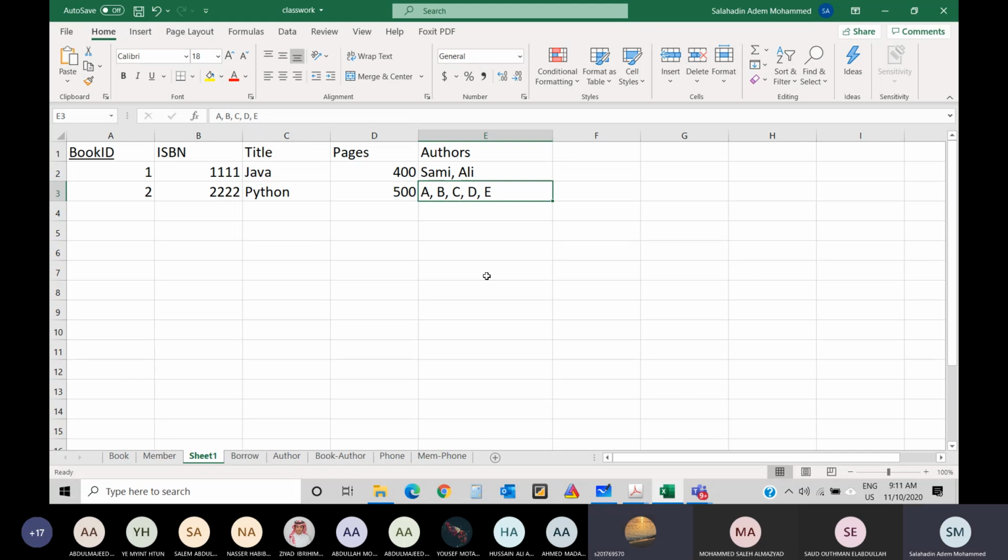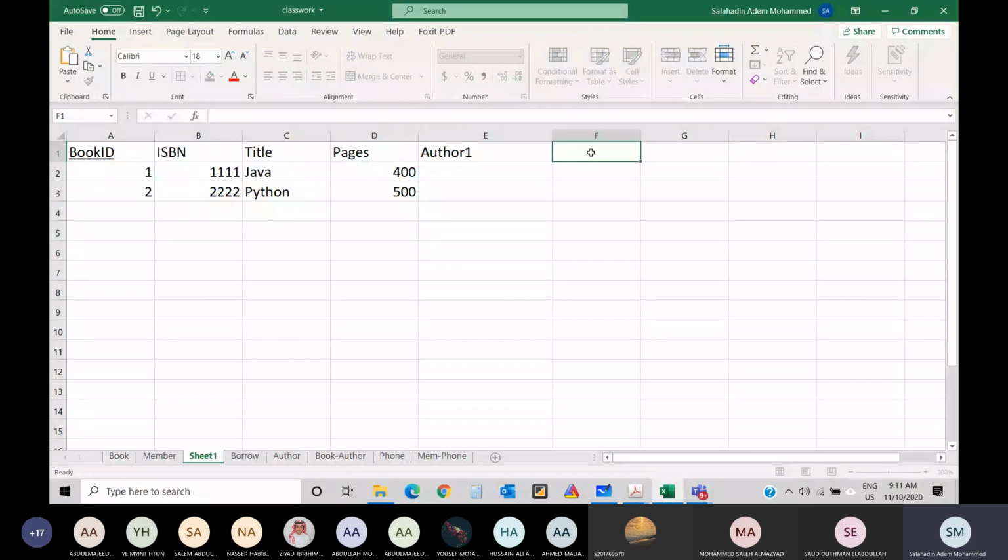Some people were smart. They said, let's do this. I think they knew that multi-value is bad. When I told them multi-value is bad, they changed their mind. They said, okay, let's do the following. Author number 1 here. Author number 2 here. Author number 3 here. Number 4 here. So he said, which of the books has the most authors?